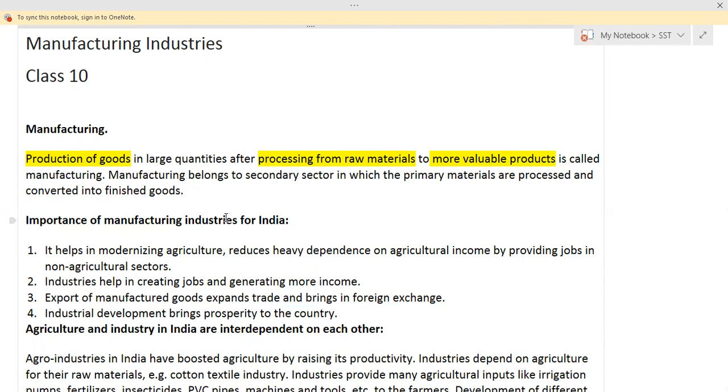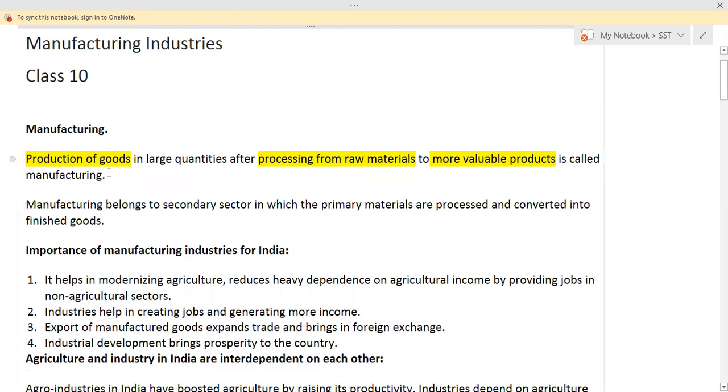Manufacturing belongs to the secondary sector, in which primary materials are processed and converted into finished goods. So manufacturing involves all the secondary sector activities in which primary materials are being processed and converted into final goods.